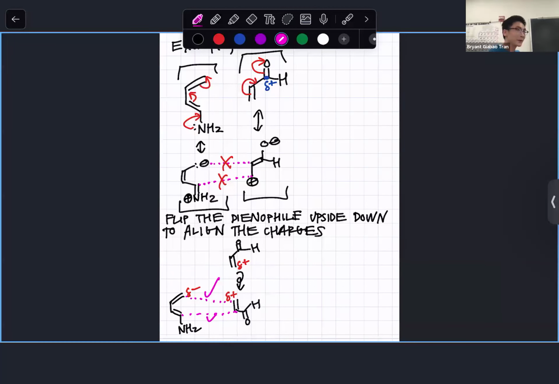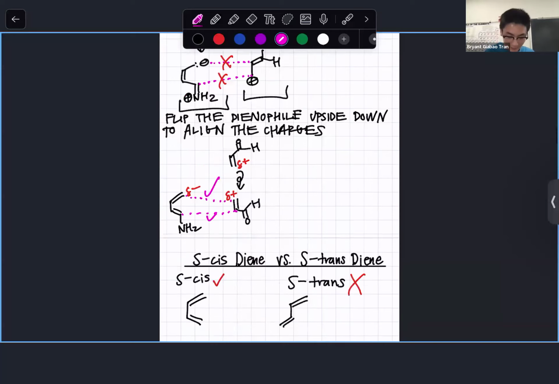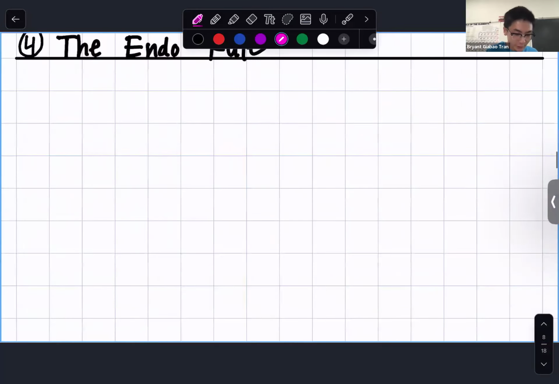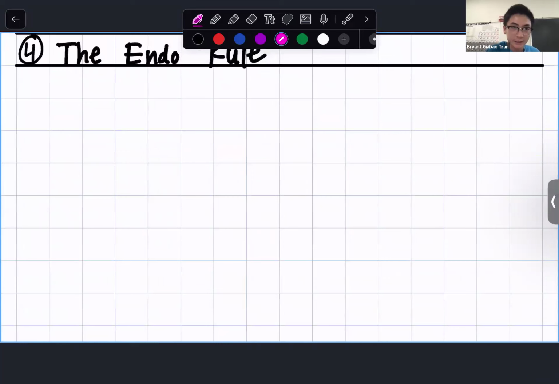Okay, so that was all about the regiochemistry of Diels Alder, like where the groups are going to be when we react. Like, do we want the EWG down there? Actually, there's more, but we'll go over that when we go over the practice problems. It's going to be pretty quick though. So let's go over the endo rule now, which is the stereochemistry of this Diels Alder reaction.